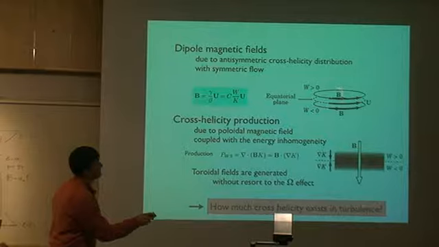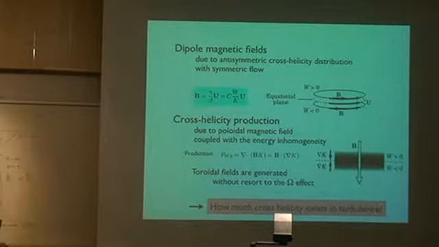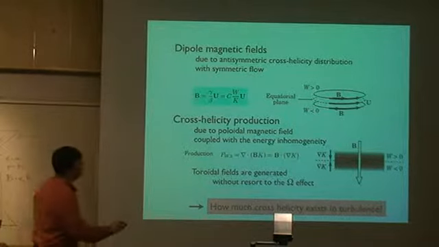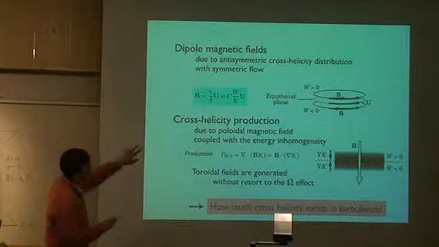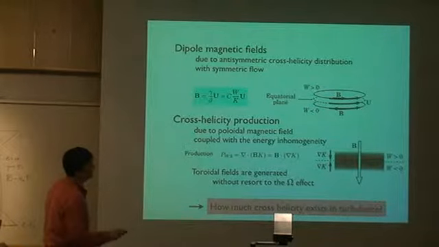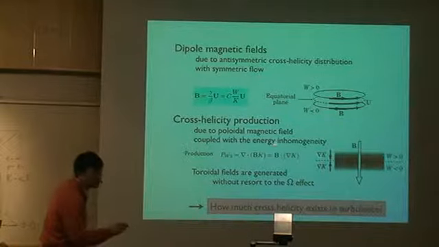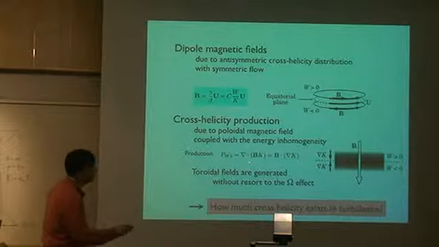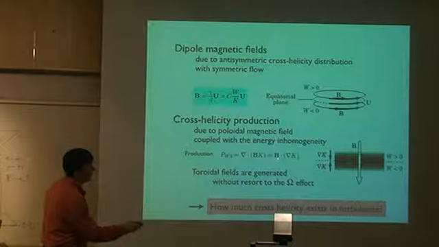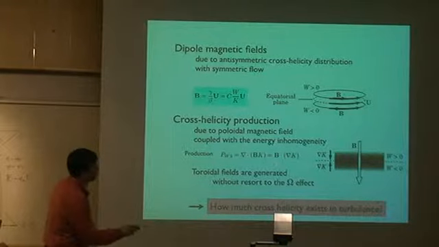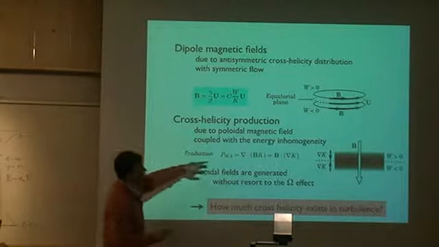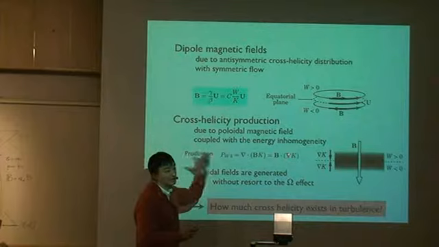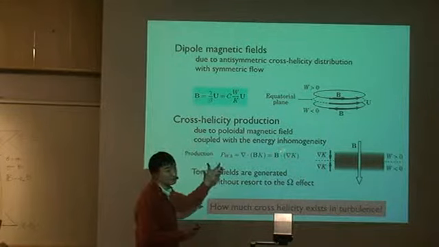So we have this type of thing. And also, as I will show soon, if we consider the production mechanism of cross-helicity itself, if we have energy inhomogeneity, K is the energy inhomogeneity along the large-scale magnetic field, then depending on the sign of this term, we have a positive or negative generation of cross-helicity.